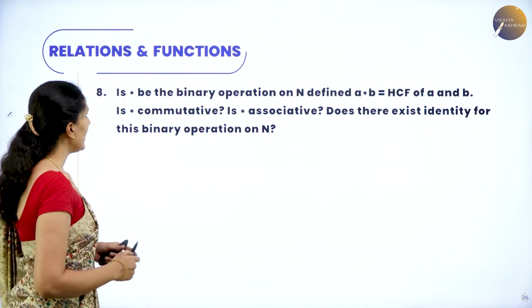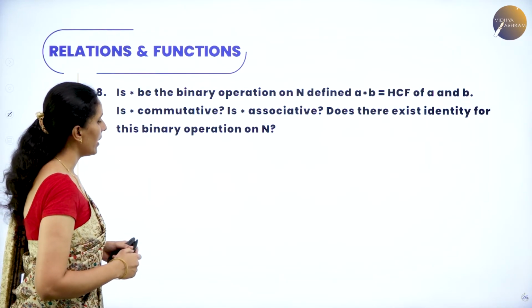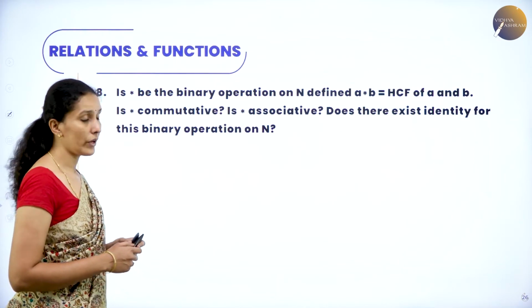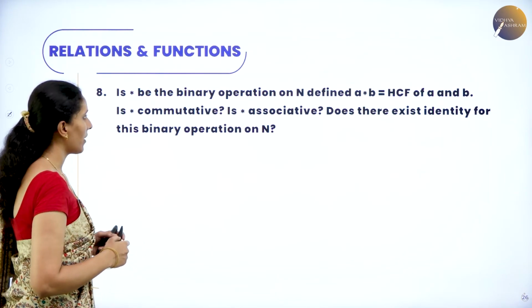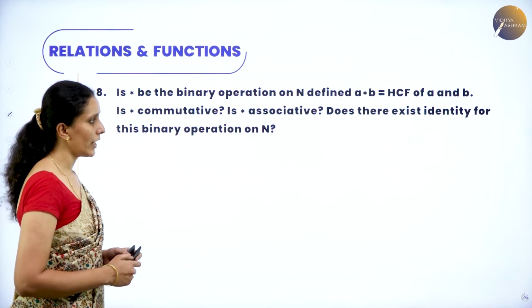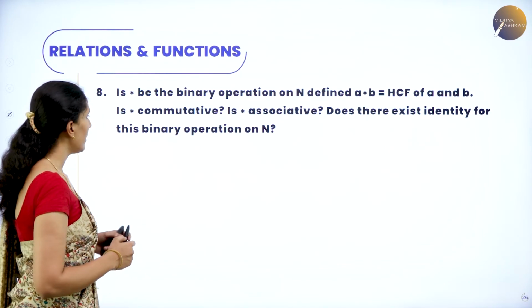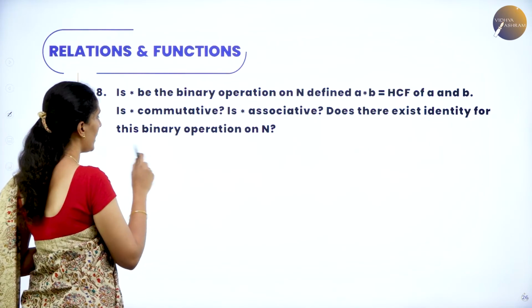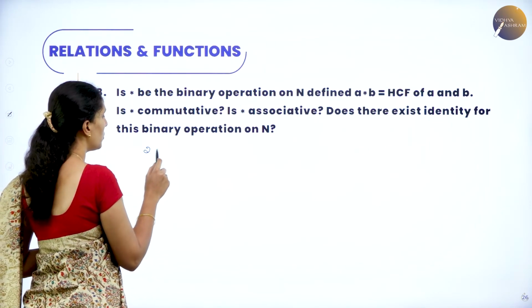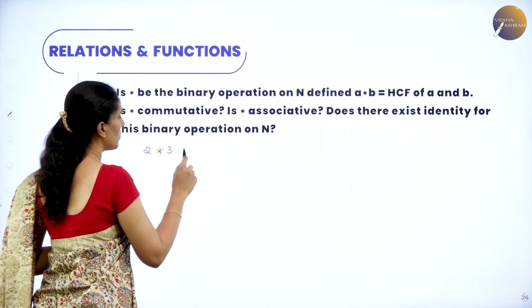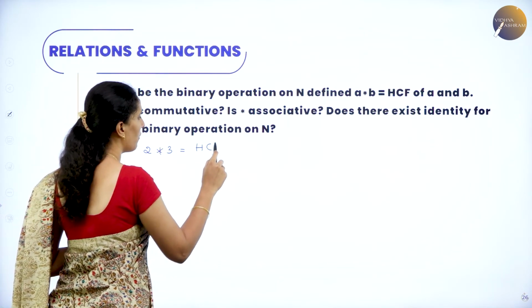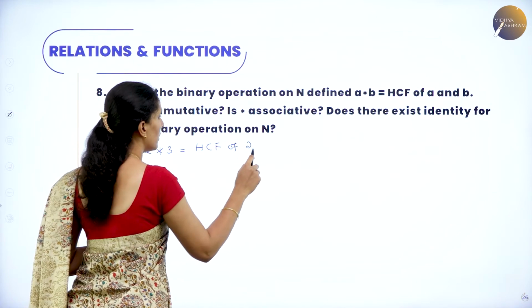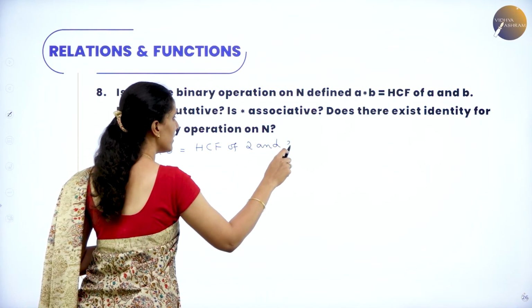Next question. Let star be the binary operation on N defined by A star B is equal to HCF of A and B. Is star commutative? Is star associative? Does there exist an identity for this binary operation on N? So here, let me take an example of 2 star 3. So 2 star 3 means it is HCF of 2 and 3. So HCF of 2 and 3 is 1.